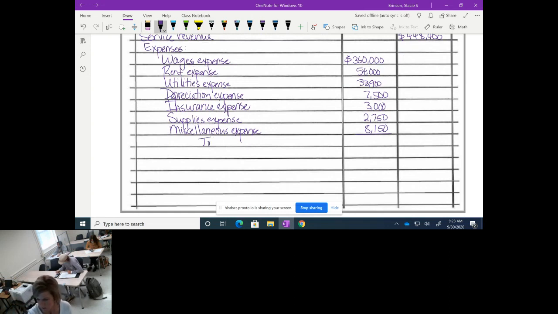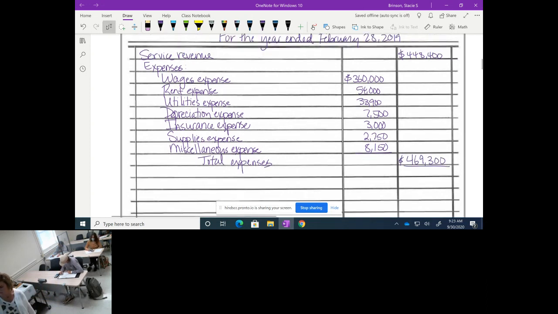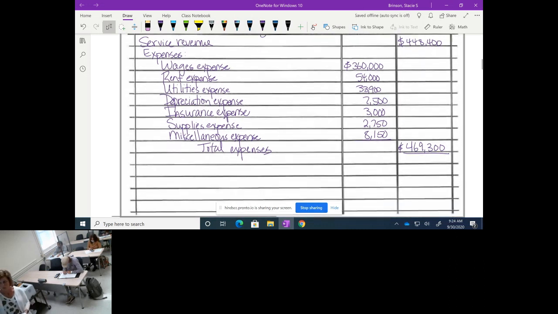So we need to total them up. What's our total expenses? $469.3. Okay, so if we subtract expenses of $469.3 from revenue of $448.4, what do we get? You can tell by looking at it that you're going to have a loss. How much? 20,900. I'm just trying to put it in the right order. All right, so that is our net loss.